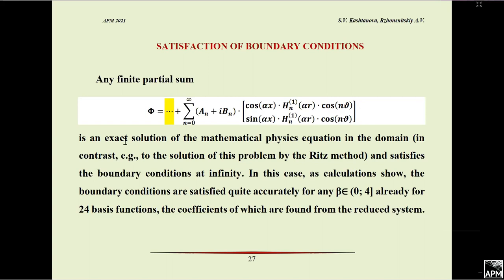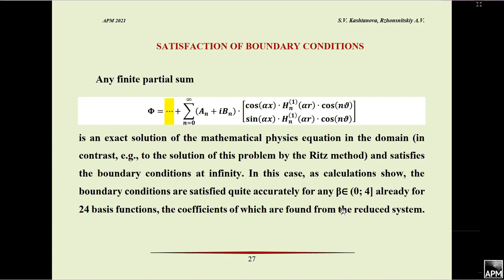In this case, our calculations show that the boundary conditions are satisfied quite accurately for any beta, already in a range of beta from 0 up to 4. From the point of view of math, there are no restrictions. This restriction comes from the mechanical sense, because if you take beta more than 4, it means a very strong curvature, or maybe a very large hole. It's another theory, another governing equation. This restriction is not mathematical, it's a mechanical restriction.